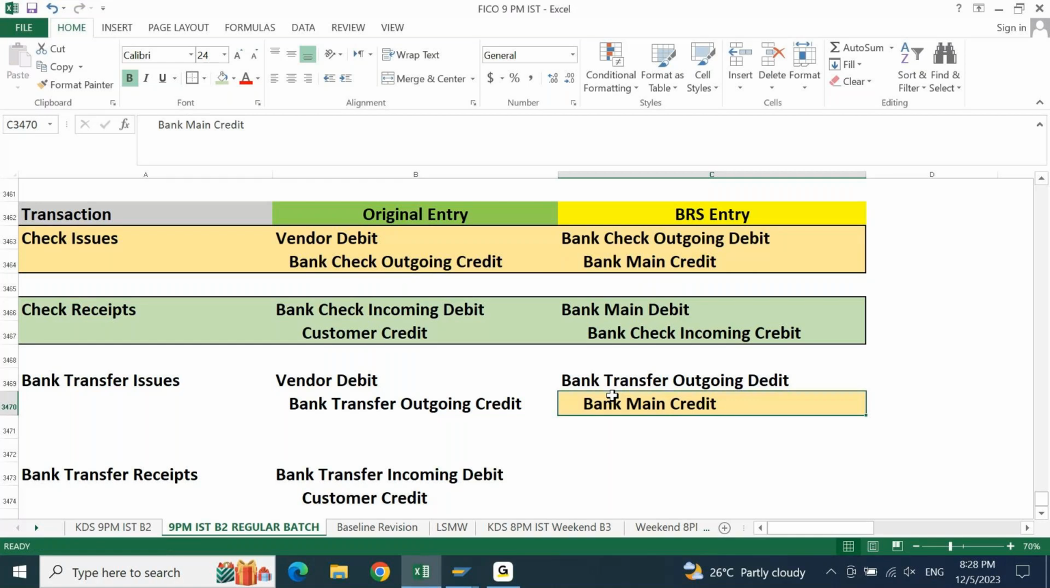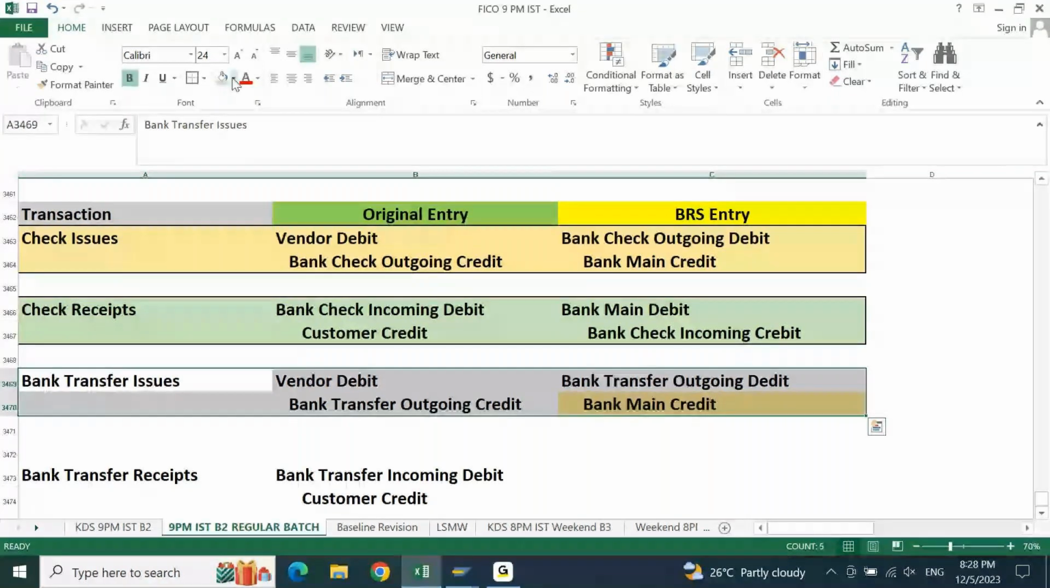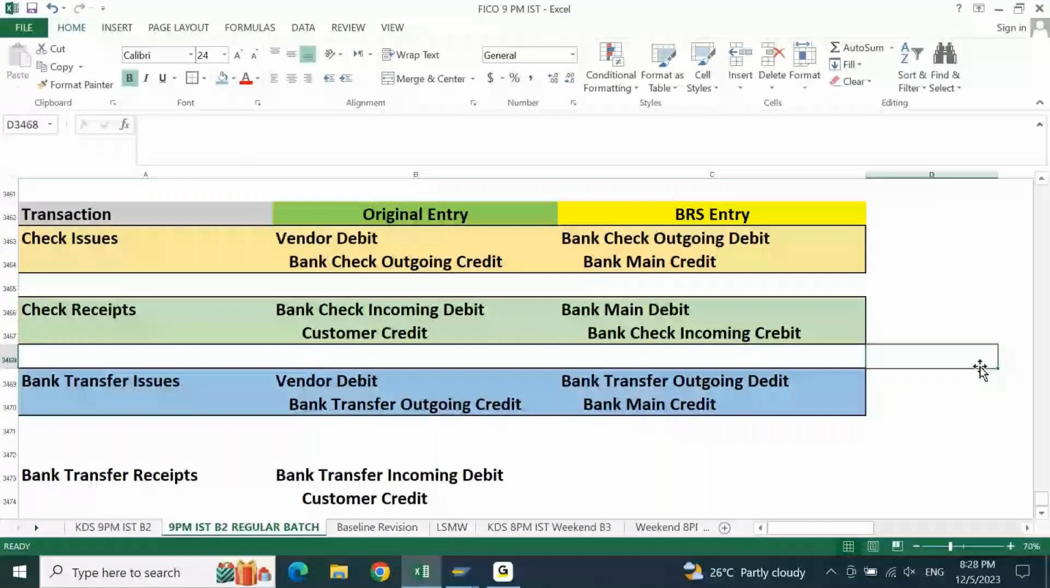Same logic. I will put a box for this, and I'll put a different color for this. I'll put a different color for this. This is another accounting entry. Same logic for your transfer.